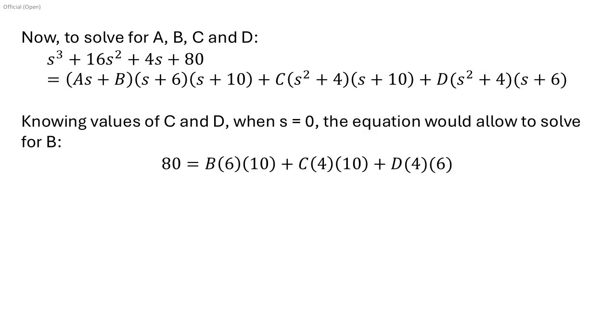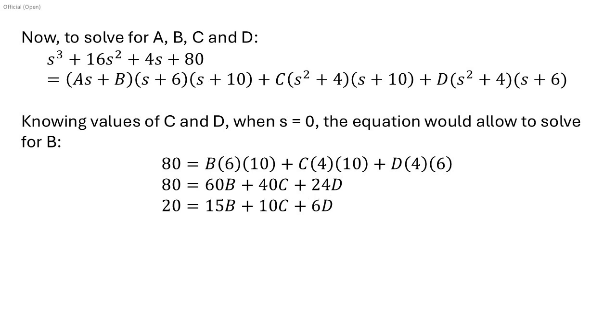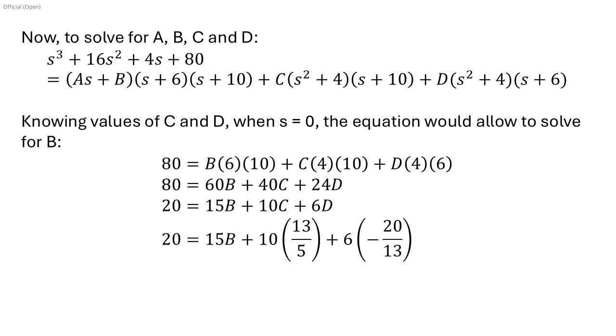Knowing the values of c and d, it is now possible to solve for b, by letting s be equal to 0. Substitute for s in the equation. This immediately gives 80 on the left-hand side. On the right, it gives 60b plus 40c plus 24d. Reduce the equation by dividing either side of the equation by 4. This gives 20 on the left side of the equation, and on the right, it gives 15b plus 10c plus 6d. Substitute c and d with their actual values.